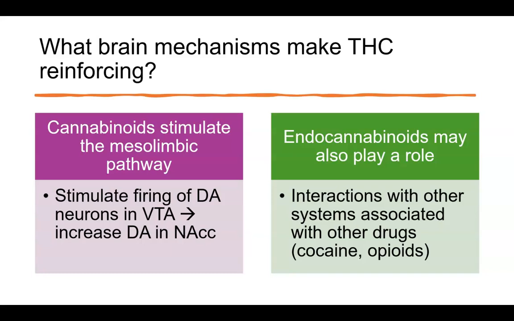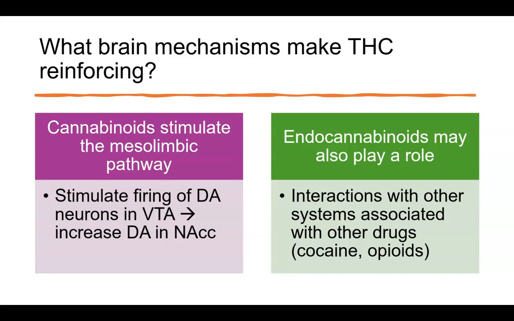So what brain mechanisms make THC so reinforcing? Well, we know there are a couple of things. As you saw, there are a lot of CB1 receptors in areas like the substantia nigra. And we do find that cannabinoids do, in fact, stimulate the mesolimbic pathway. They stimulate firing of dopaminergic neurons in the ventral tegmental area, and as a result, increase dopamine release onto the nucleus accumbens. So again, that's how we're getting those reinforcing effects.